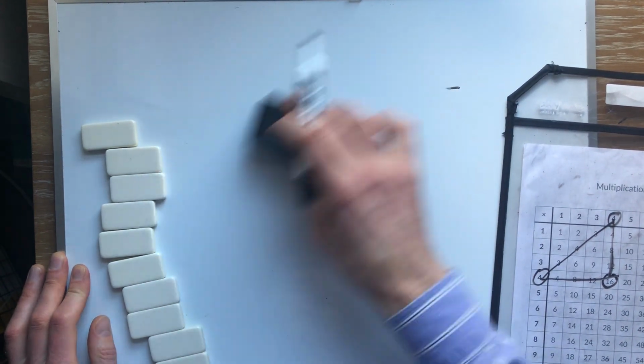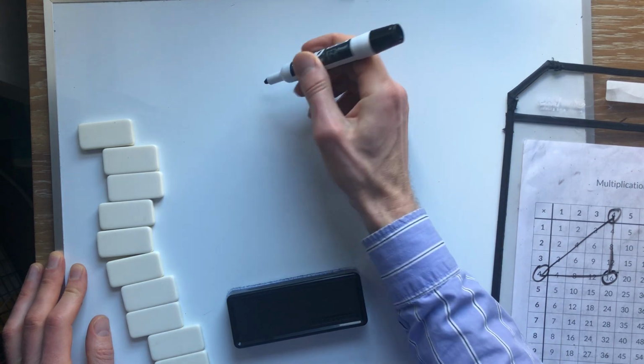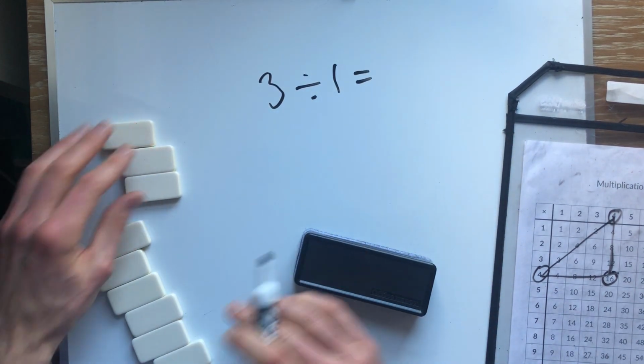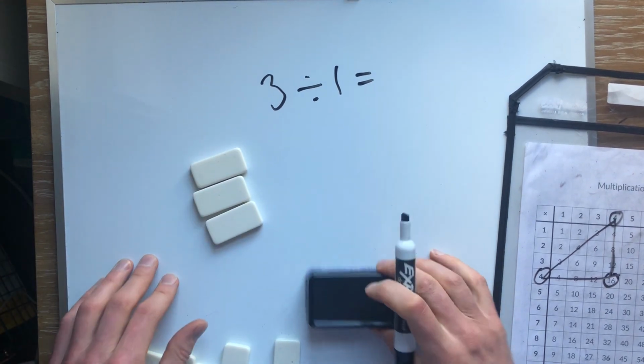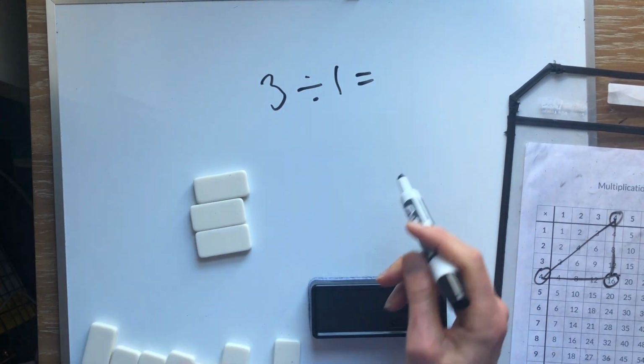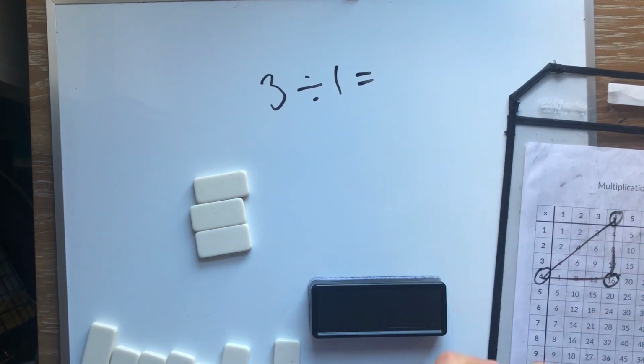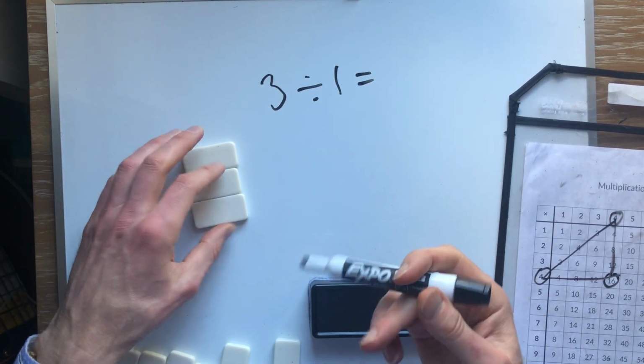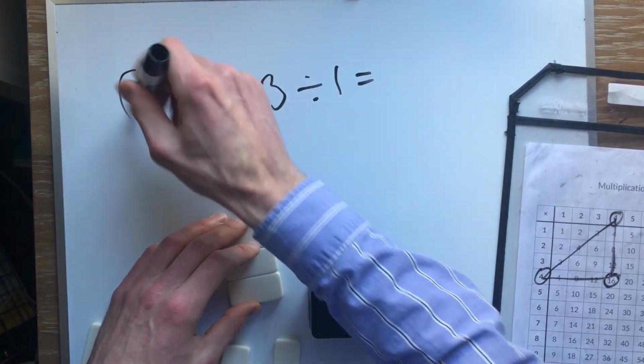And if you see something divided by 1, so if it's like 3 divided by 1, what that means is you have 3 dominoes, and you have to put them into one pile. So you have one friend, it's just you. You have yourself. How many do you get? Well, you get all of them. 3 divided by 1 is 3.